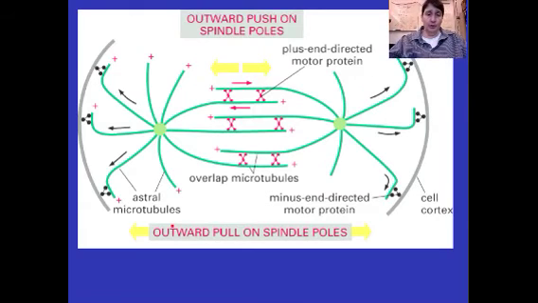So you have 2 different pushes and pulls. You have pushing, right? These 2 are pushing apart, and the pulling of, in this picture, the red are the plus-ended kinesins that are on the overlap fibrils, the overlap microtubules. The black motor proteins are the minus end motor proteins that pull the centrosomes towards the poles of the cell.